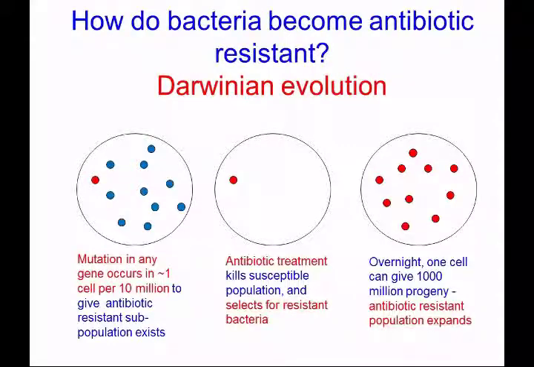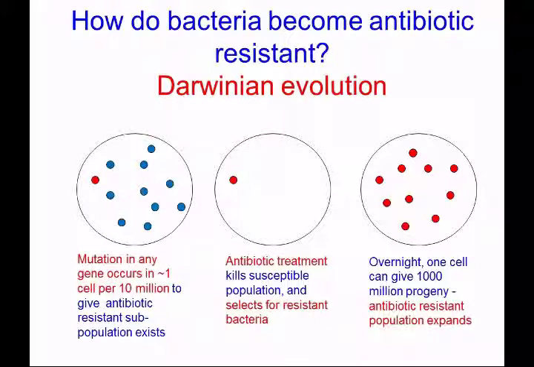So how do bacteria become resistant? Well, the first example I will give, of fluoroquinolone resistance, is a very good example of Darwinian evolution, where a resistant mutant is selected for in an environment. So for example, here in the left-hand circle there are blue and red dots. The blue indicates the antibiotic susceptible bacteria and the red the resistant.